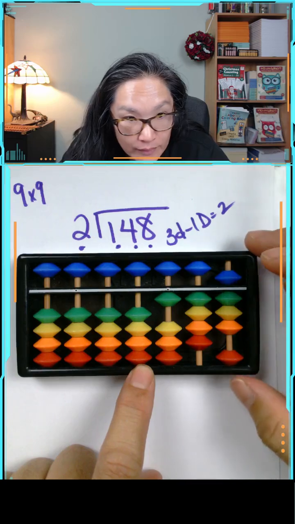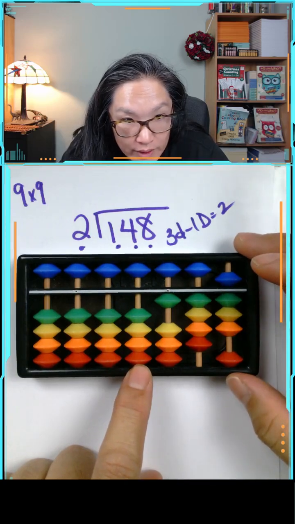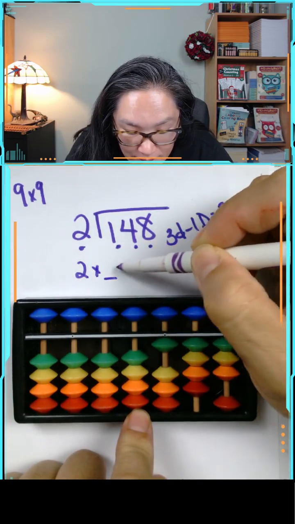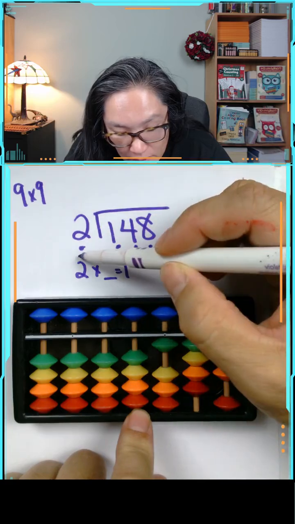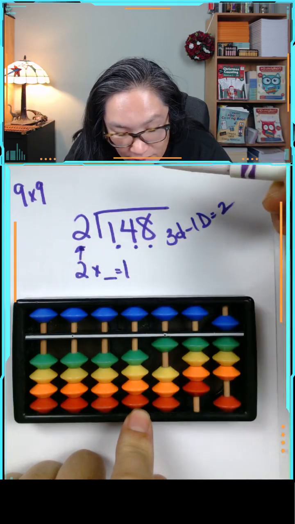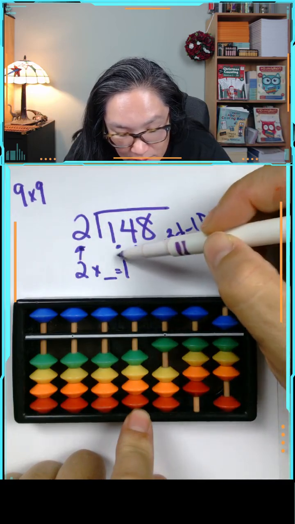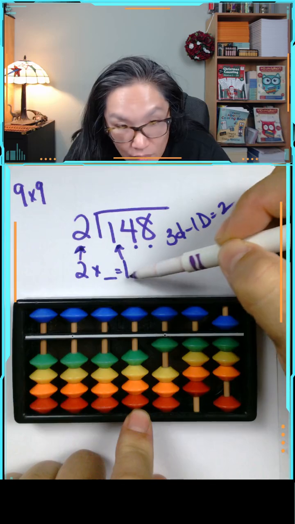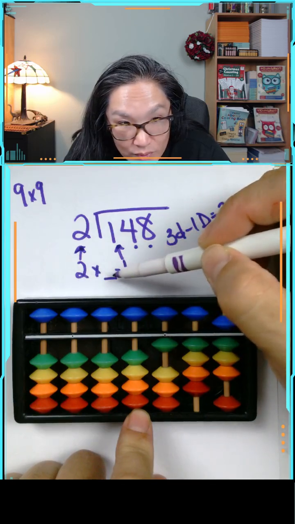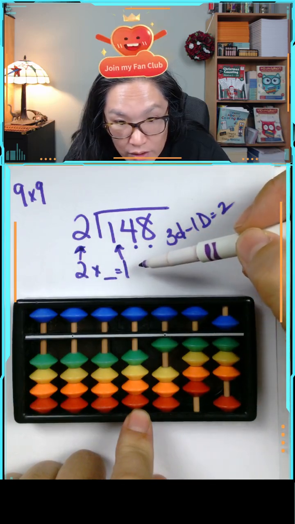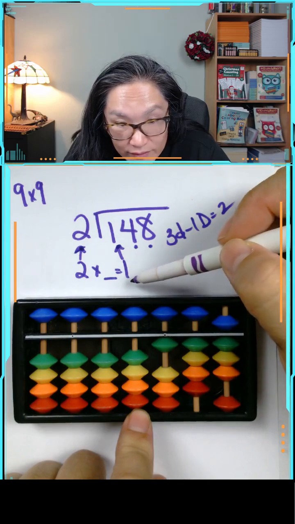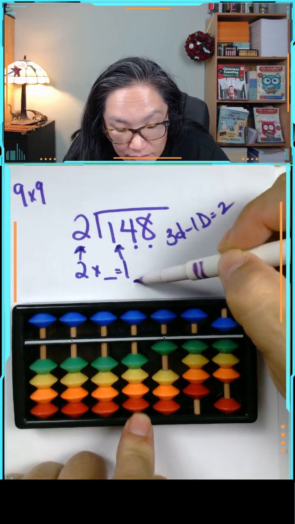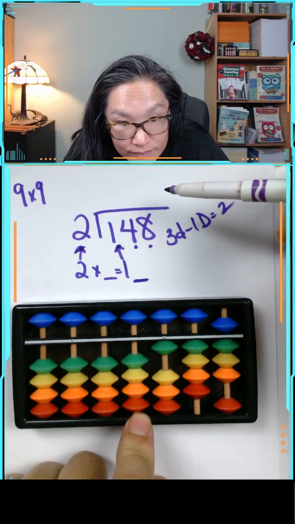Okay, so what are we going to do? We have to do 2 times what is equal to 1. Remember, this is where the dividend is, and this is where the divisor is. Is there a way to do 2 times what is equal to 1? No. There is no multiplication fact for that, right? So we've got to make it a double digit. How do you make it a double digit?